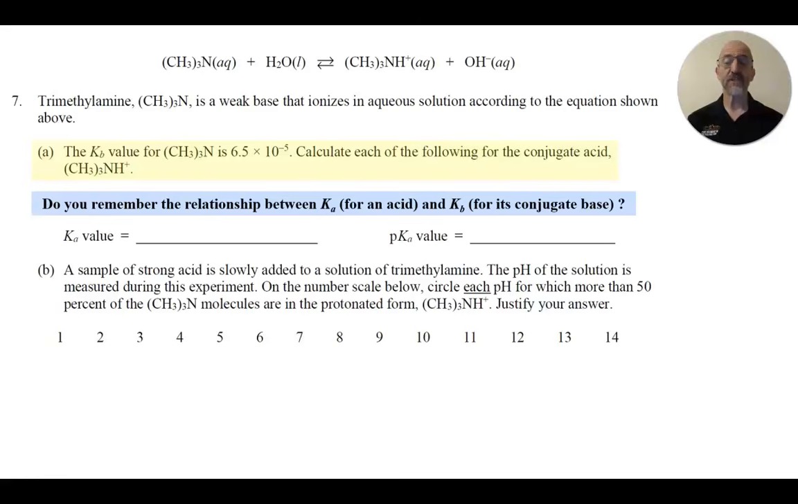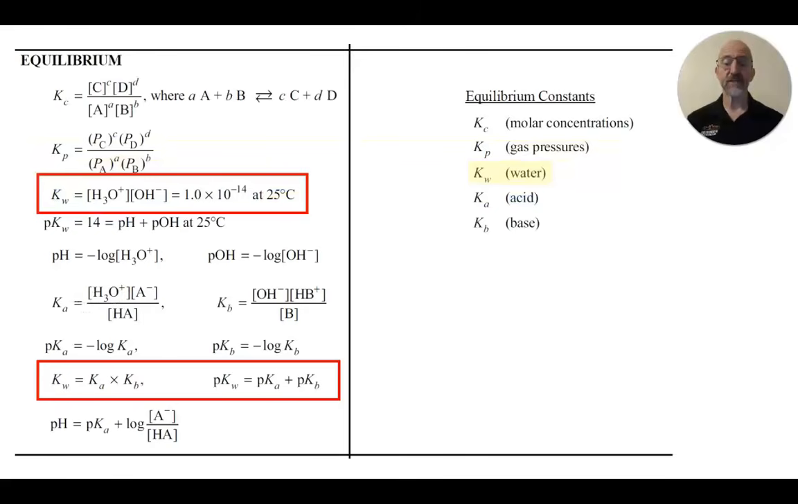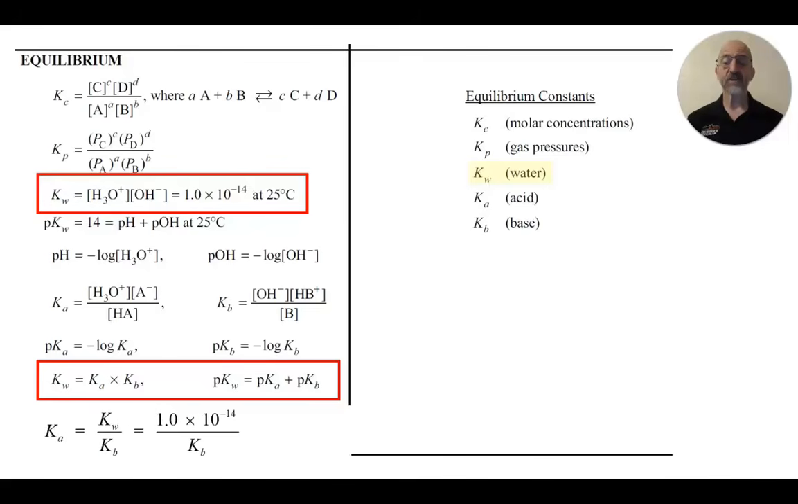Do you remember the relationship between Ka for an acid and Kb for its conjugate base? You can find it on the equation sheet. So it's right there, that the Kw, which has a value of 1.0 times 10 to the negative 14, is equal to the product of Ka times Kb for that conjugate acid-base pair. So if we know the Kb and we're trying to find the Ka, then we can do the following setup for the calculation. Kw, so 1 times 10 to the negative 14, divided by the Kb will give us the value of Ka for the conjugate acid.